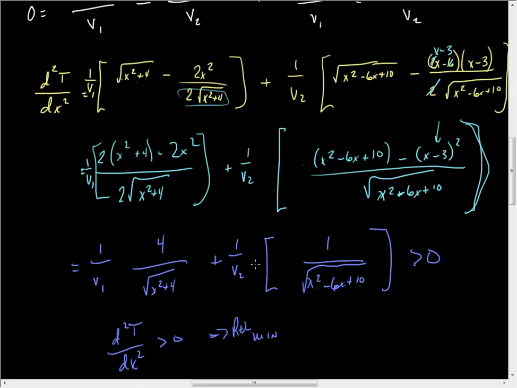Now you could have looked at this a little different way and checked the endpoints and made sure that this was in fact a minimum. Use the first derivative test. That would have been fine. This is just an example of using the second.